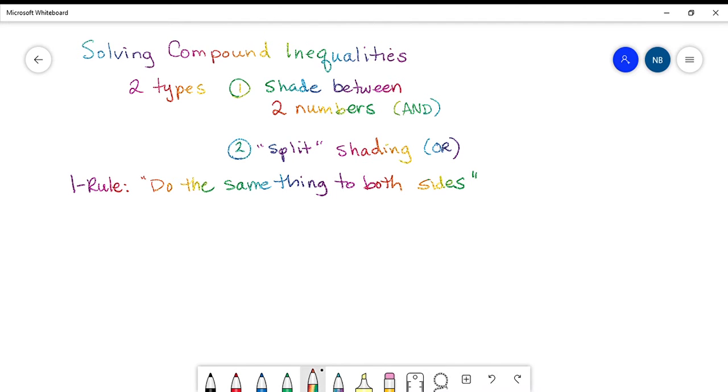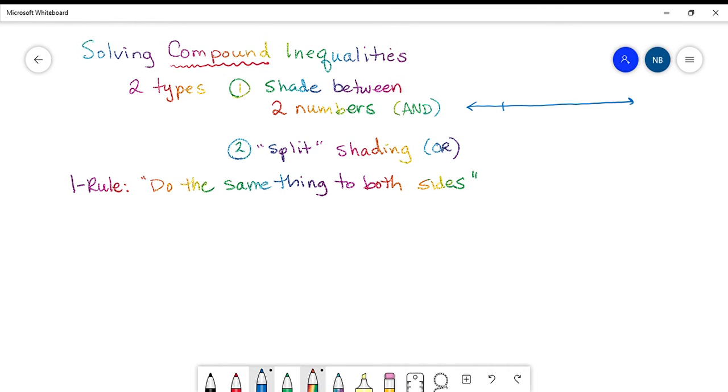This video is on solving compound inequalities. The word compound here, let me underline that, simply indicates, as it often does in math, that you've got something extra going on. So, there are two types of compound inequalities. One where you shade between two numbers, and two where the shading is split into two pieces. So I'm going to show you the shade between two numbers.